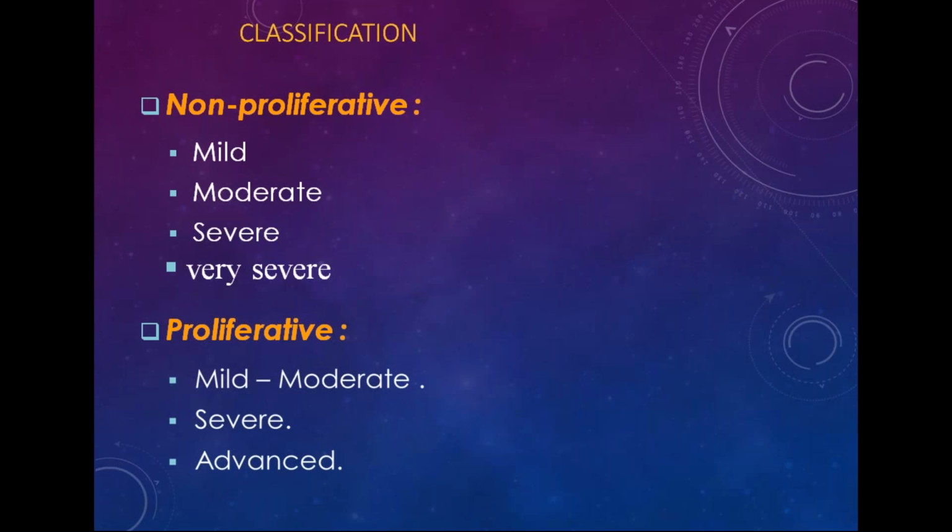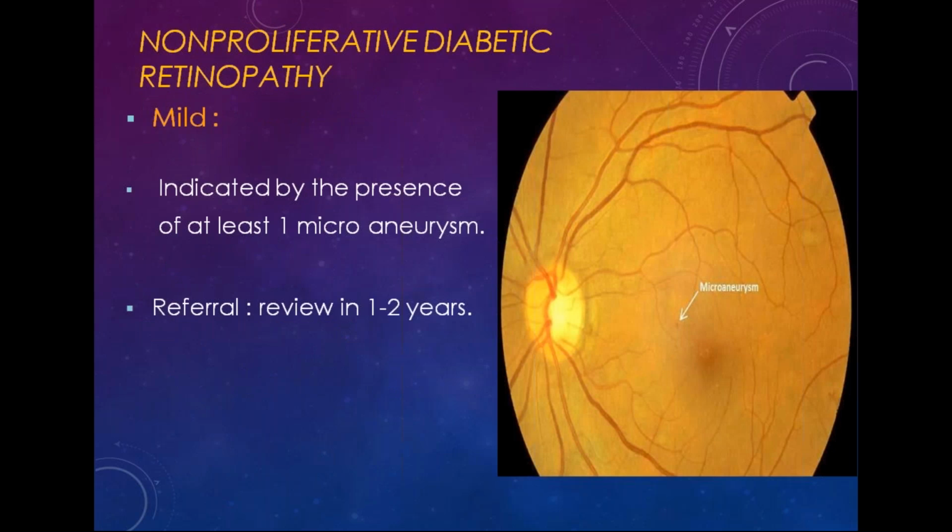Classification of diabetic retinopathy: non-proliferative diabetic retinopathy and proliferative diabetic retinopathy. Non-proliferative is again classified into mild, moderate, severe, and very severe. Proliferative is classified into mild to moderate, severe, and advanced diabetic retinopathy.